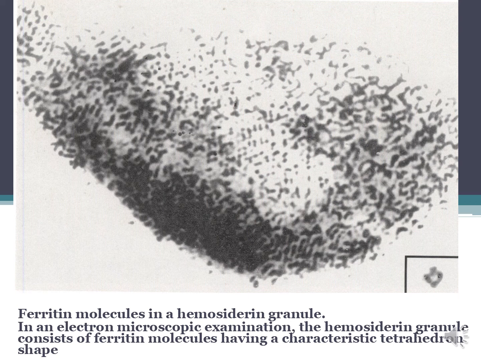Here is an example of hemosiderosis with ferritin molecules in a hemosiderin granule. Such a picture could be seen under the microscope. In an electron microscopic examination, the hemosiderin granule consists of ferritin molecules having a characteristic tetrahedron shape. So this is a picture which describes the hemosiderin granule.